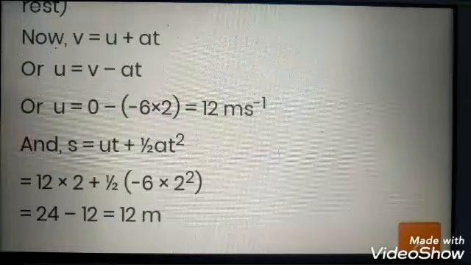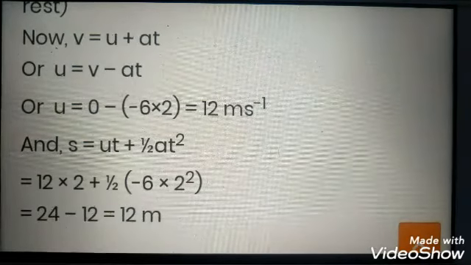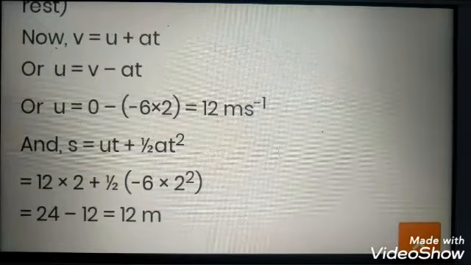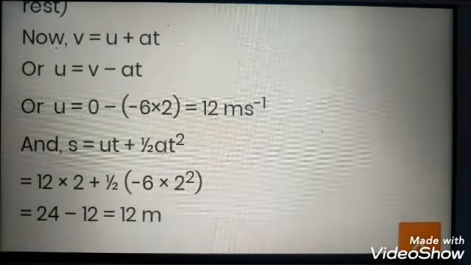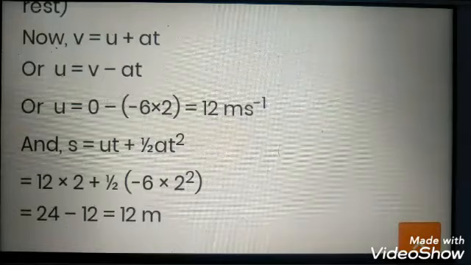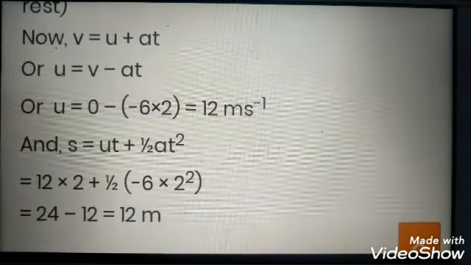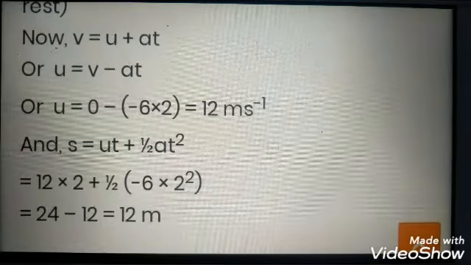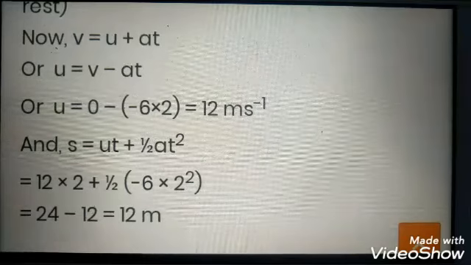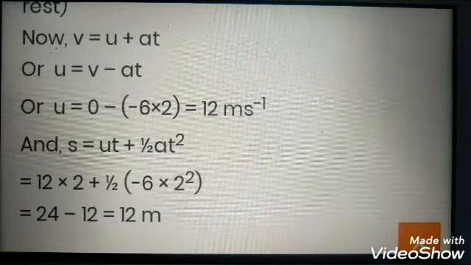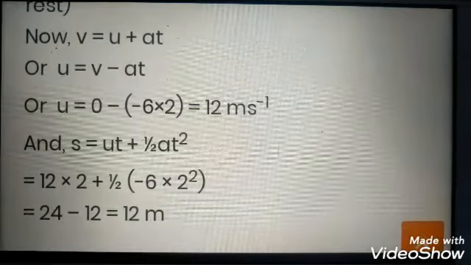Now to find out the distance, we have the second equation of motion, or we can also use the third equation of motion. Here I am using the second equation of motion, that is S is equal to ut plus half at square. Putting the values, U we have found out is 12, T is 2 and plus half, A is minus 6 and T square, that is 2 square. If you calculate that, we get 12 meters. So distance traveled by the body is 12 meters.